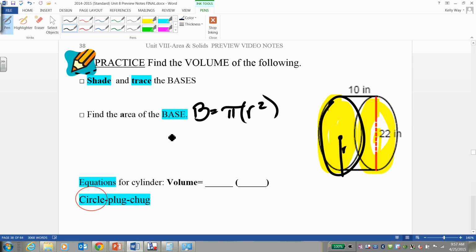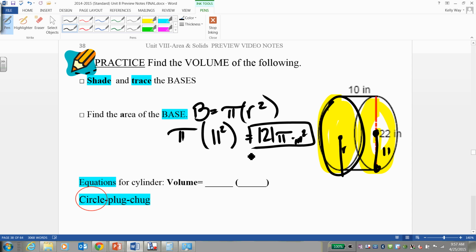And this is going to be pi. We trace our radius. We physically trace it. We don't trust our eyeballs here. It's 11, not 22. That's 11 squared. 11 times 11 is 121 pi. And then it's inches squared, and that is our base.